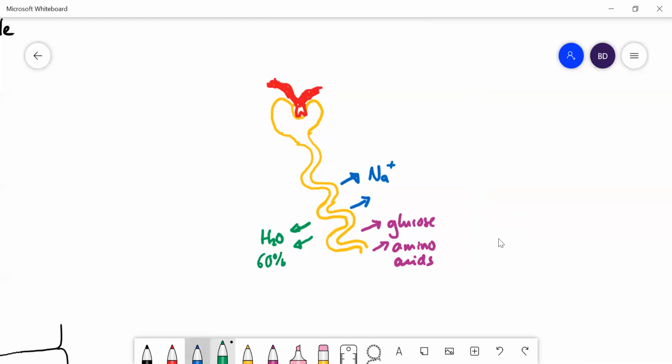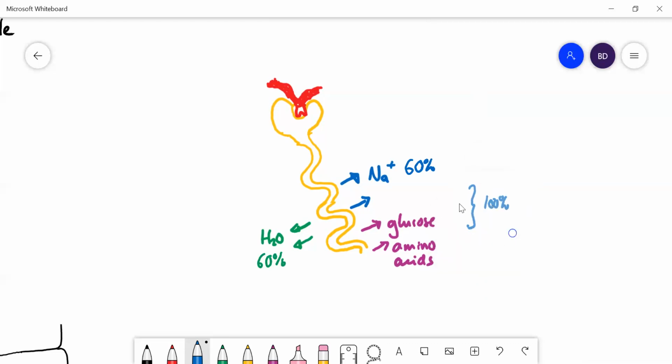60% of the sodium ions are also reabsorbed, and all of the glucose and all of the amino acids, 100% of them, are taken from the filtrate back into the blood. Obviously, you don't want to excrete them. So let's have a look at the mechanism by which this occurs.